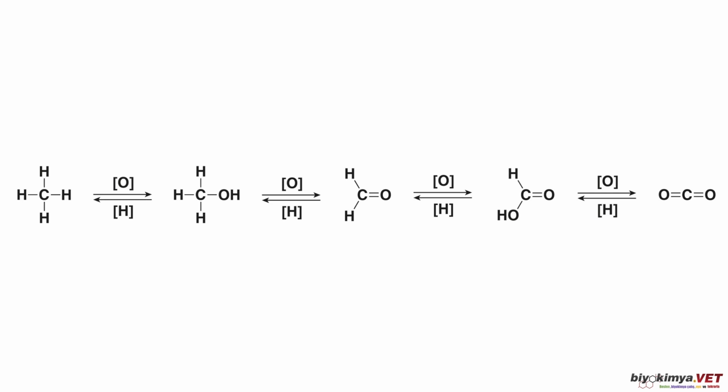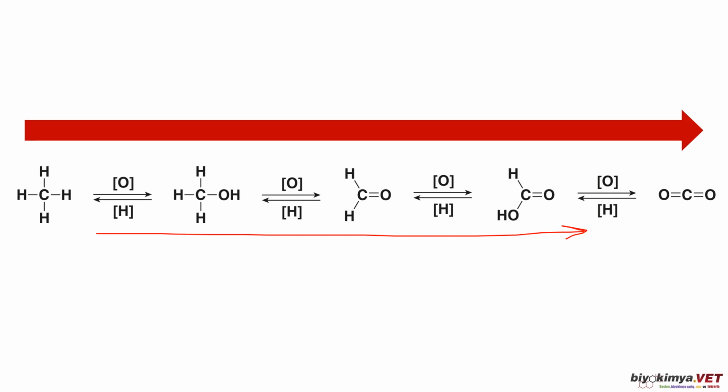And here reduction and oxidation reactions occur in two different directions. Focus on from left to right. As you see, after each reaction step, the number of carbon oxygen bonds increases and the number of carbon hydrogen bonds decreases. And so this is the oxidation, increasing number of carbon oxygen bonds.